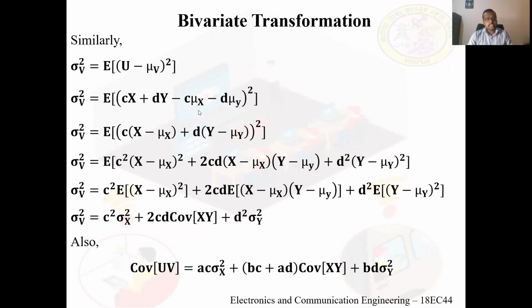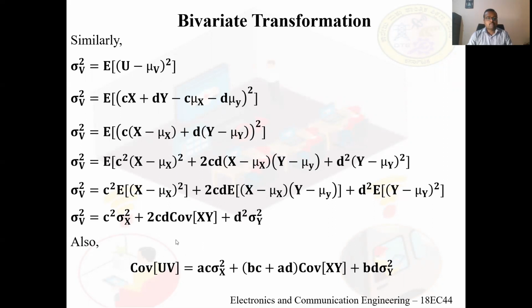Now cx minus c mu x is common, take it here. D is common, y minus mu y whole square. Use the formulas, expand this equation. Since E is a linear operator, expand this one. And what is E of x minus mu x whole square? It is nothing but the variance of x, and E of y minus mu y whole square is nothing but the variance of random variable y. And what is E of x minus mu x, y minus mu y? As we saw in the previous derivation for U, it is nothing but the covariance of x, y.